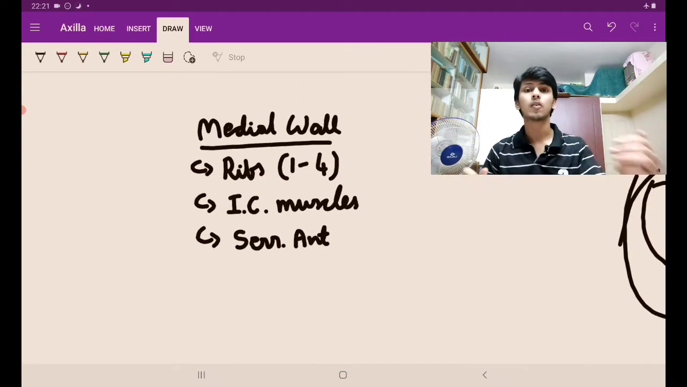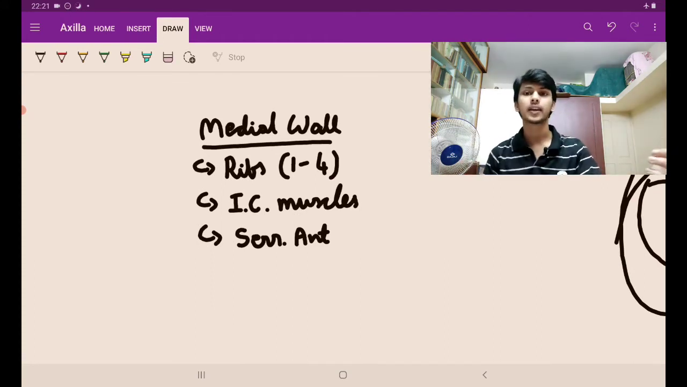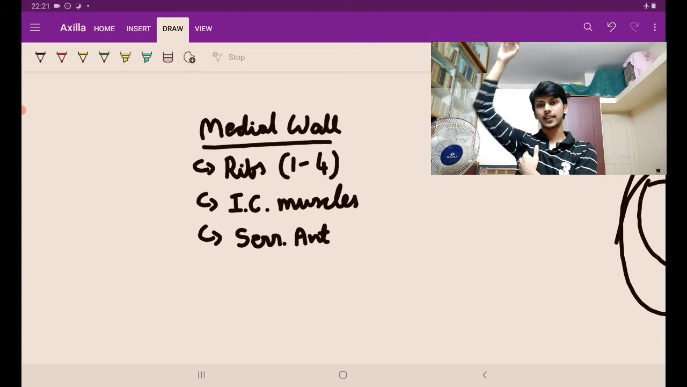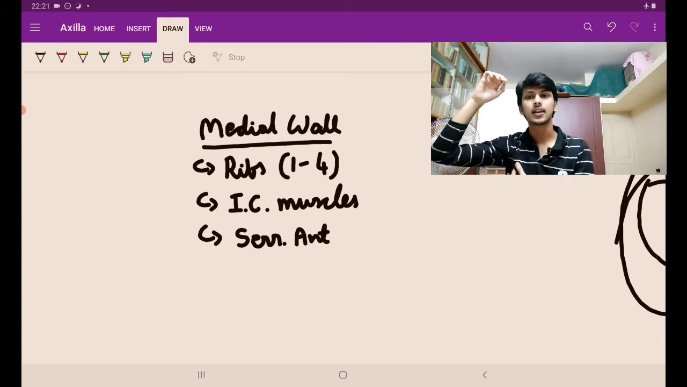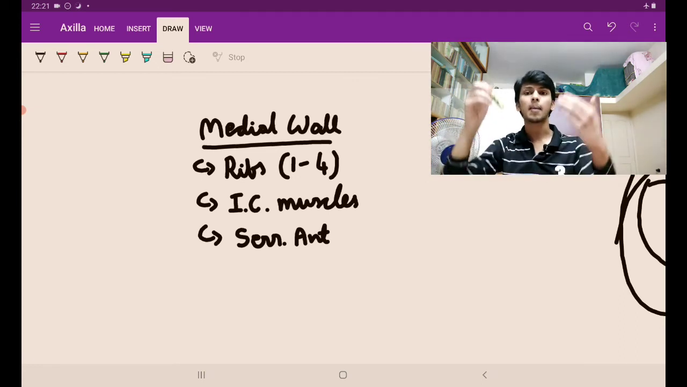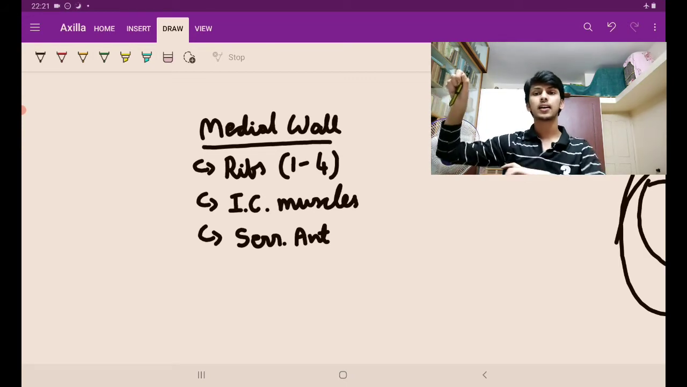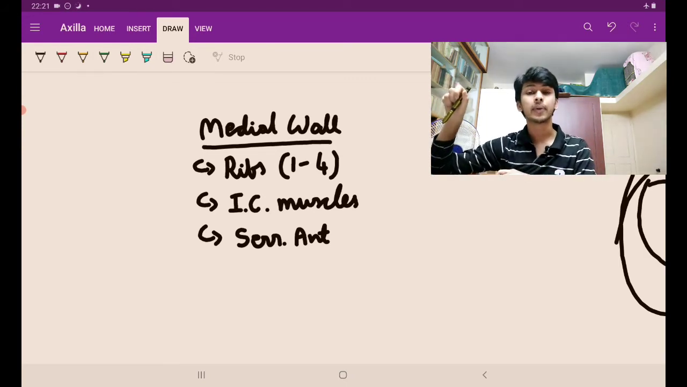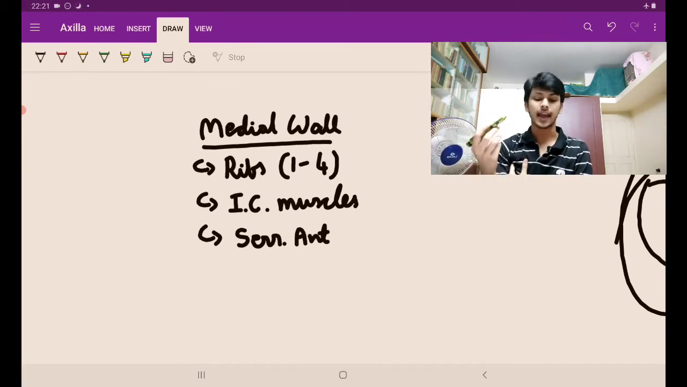Then there is the medial wall. What are the structures forming it? See, the medial wall of axilla is this one. If you palpate it, you won't find muscles there. You'll find ribs. You can palpate easily. So what ribs? Upper four ribs. Upper four ribs, what is the limit? The fourth intercostal space is the, what is it? The nipple-areolar complex. So that forms the medial wall of axilla.